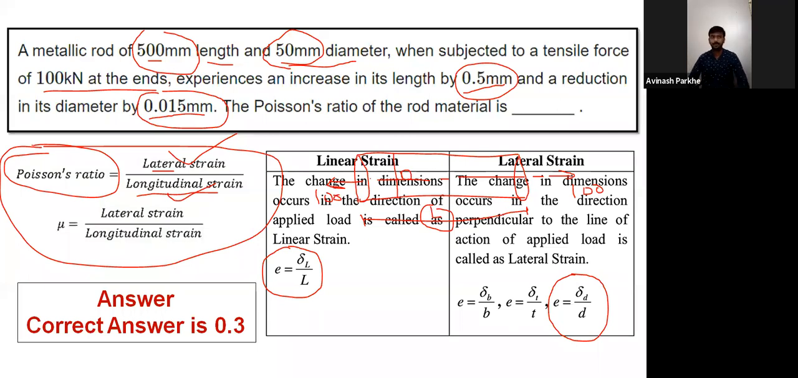So here, change in diameter upon original diameter divided by change in length upon original length. So this is the simple formula of the Poisson's ratio we have used for the calculation of it. So this is the one problem related to the Poisson's ratio calculation.